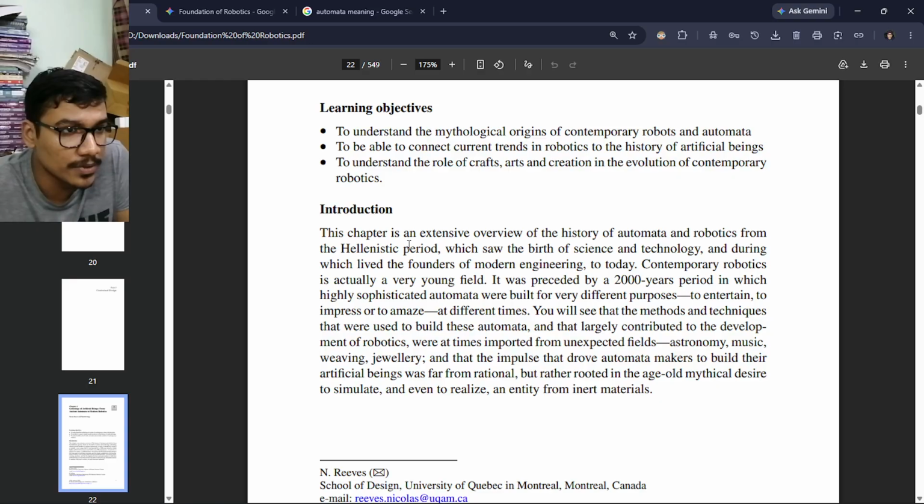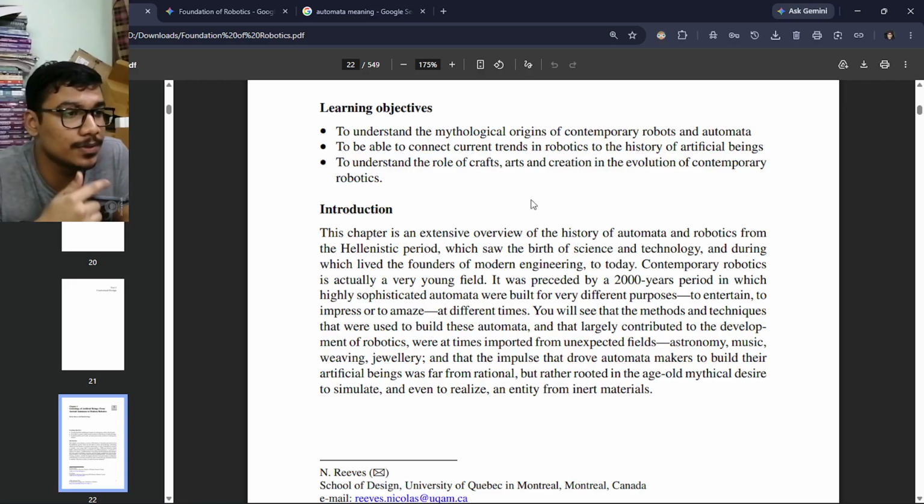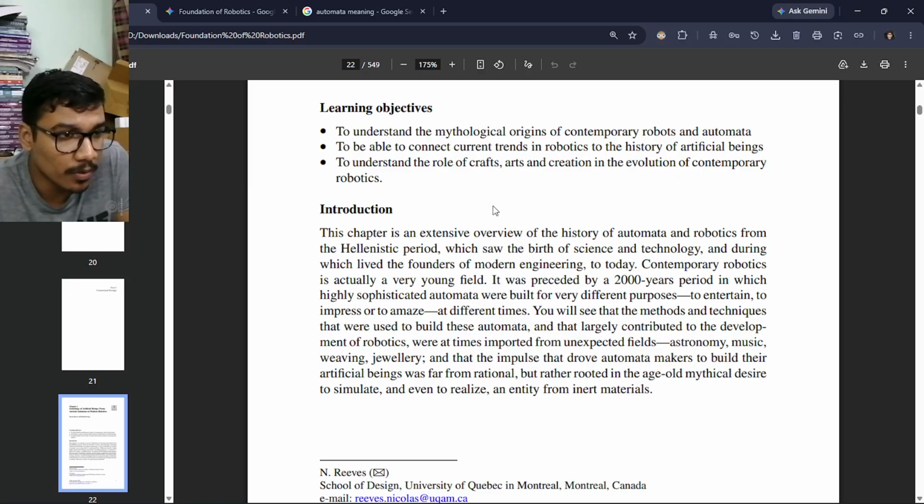To understand the mythological origins of contemporary robots and automata, the history of artificial beings, and to understand the roles of the crafts, arts, and creations. Okay, so this particular chapter is teaching you the very pre-basics and the story behind building robots. It gives an extensive overview of the history of automata and robots from the Hellenistic period, which saw the birth of science and technology, and during which lived the founders of modern engineering, to today.